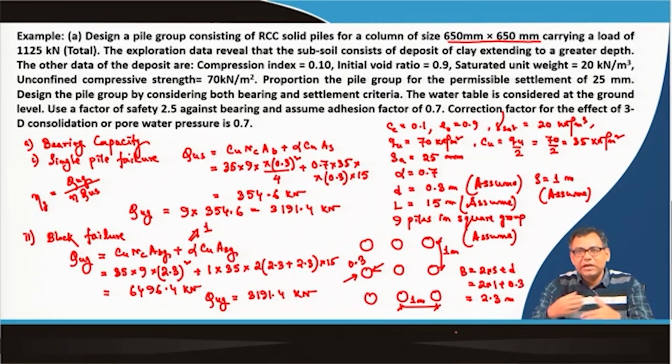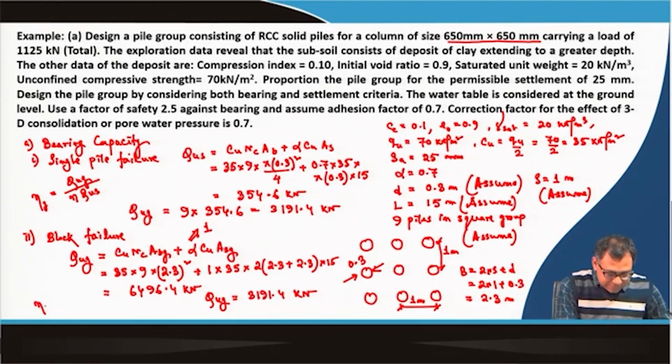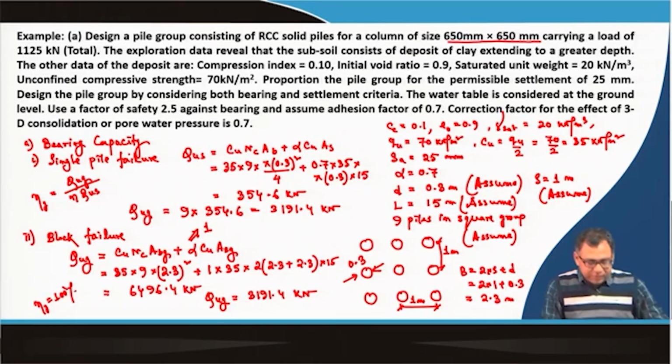So, that is why these minimum spacing recommendations are given. If we take more than 3D in the case of piles, then we will get efficiency close to 1, so there will be a single pile failure. That is why here efficiency is always 1. So, in this case the pile group efficiency is 100%, because it is a single pile failure. And the group value is 3191.4.